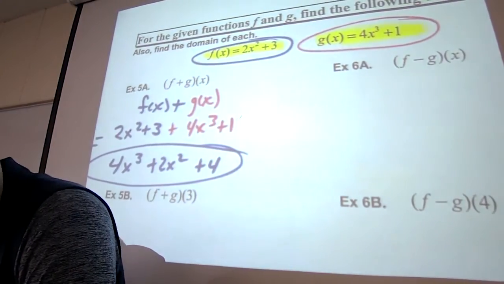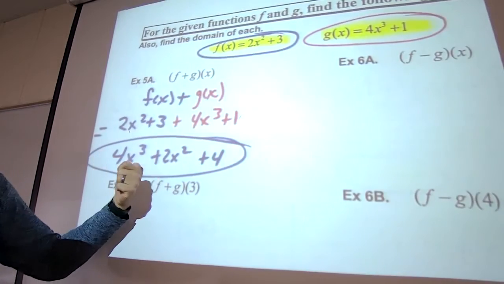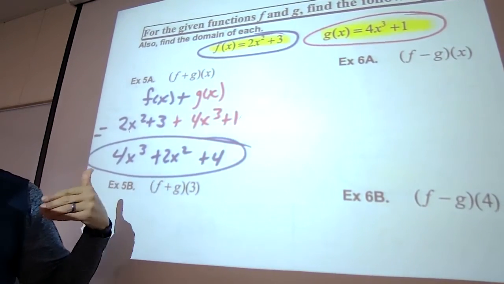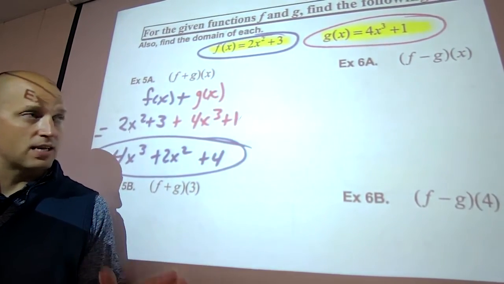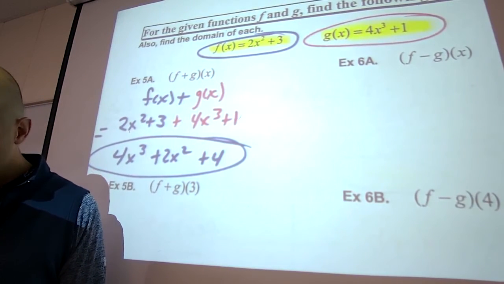Okay. And then if I wanted to, I could find f plus g of 3 by plugging in 3 here and here. 3 here, 3 here. Do your exponents and then multiply. But for sake of time, I think you guys understand that. You guys have been plugging and chugging since Algebra 1. You can do that.